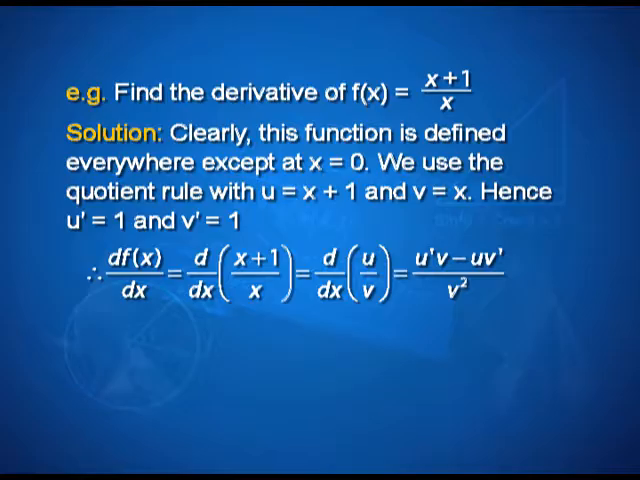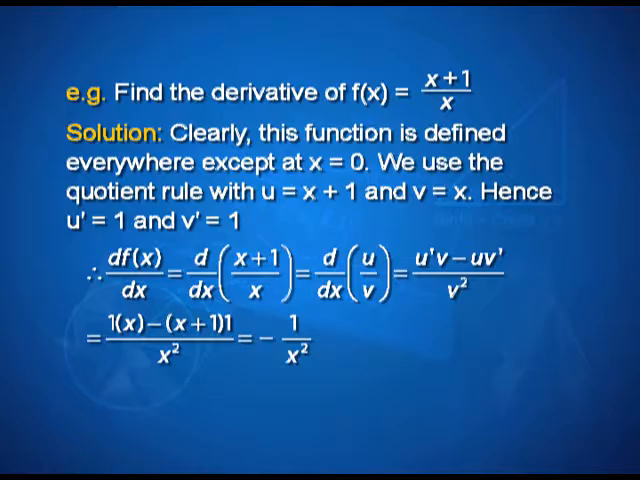Therefore, d by dx of f of x is equal to d by dx of x plus 1 upon x, that is equal to d by dx of u upon v, that can be written as u dash v minus u v dash upon v square, that gives 1 into x minus x plus 1 into 1 upon x square, which gives us minus 1 upon x square.